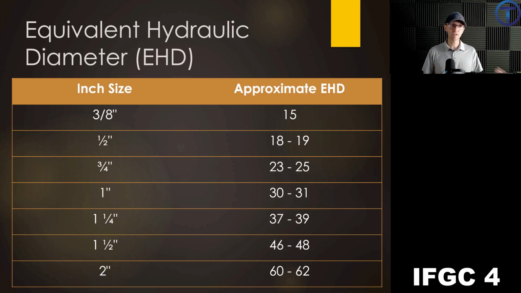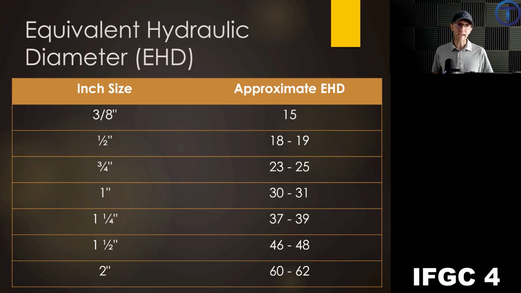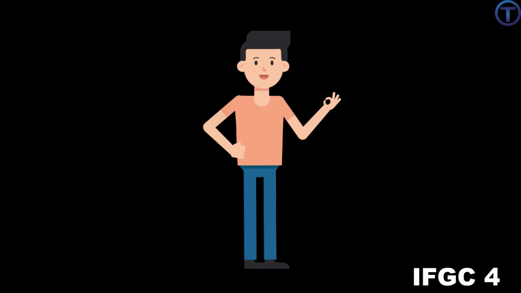For comparison, let's look at inch sizes and compare that to the approximate EHD. Now, I say approximate because manufacturers may vary a little bit, and you want to make sure with CSST, whatever manufacturer you're using, that you know what size you should have, okay? But here we go. 3/8 would be comparable to 15 EHD. If we're looking at half-inch pipe, that's 18 and 19. 3/4, 23 to 25. 1 inch, 30 to 31. 1 1/4, 37 to 39. 1 1/2, 46 to 48. And 2 inch, we've got 60 to 62. Now again, this is not exact. These are approximates. Make sure you understand what you're dealing with as you're installing, but this is close.